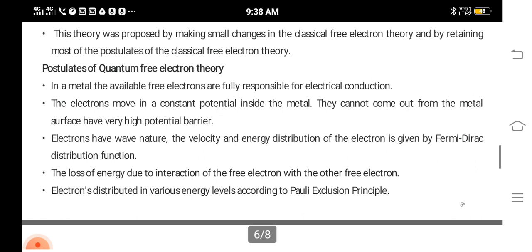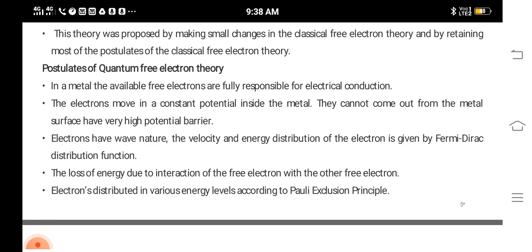In a metal, the available free electrons are fully responsible for electrical conduction. The electrons move in a constant potential inside the metal. They cannot come out from the metal surface, which has a very high potential barrier.